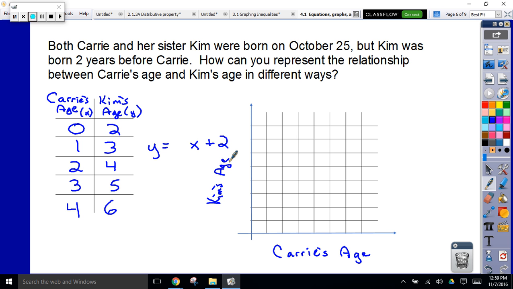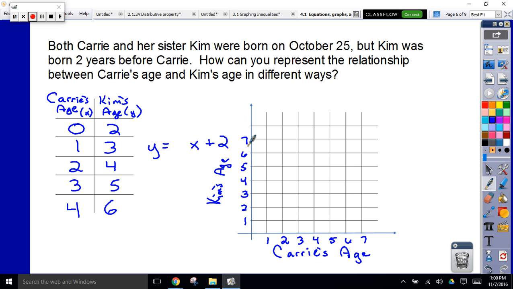When you have to label a graph, you don't always have to go by 1s. You could go by 5s or 10s, as long as you're consistent. So it's okay to have a different scale on each axis, but you can't go like 1, 5, 7. You can't just pick random numbers to put on your graph. They have to go in some sort of order, and it has to be the same amount. This graph, it's going to work to just go by 1s. So I'm going to go 1, 2, 3, 4, 5, 6, 7, and the same for Kim: 1, 2, 3, 4, 5, 6, 7.